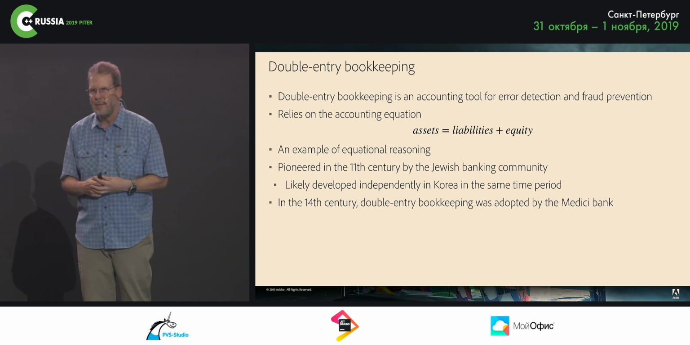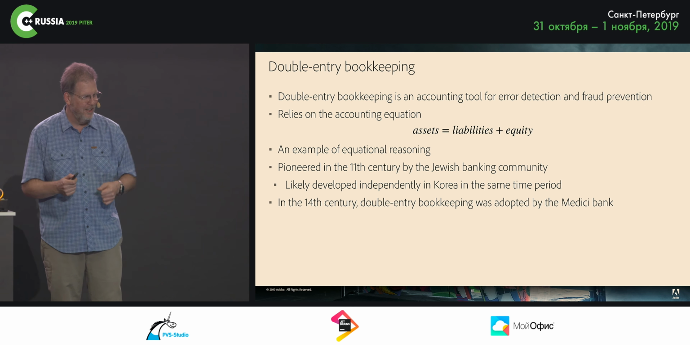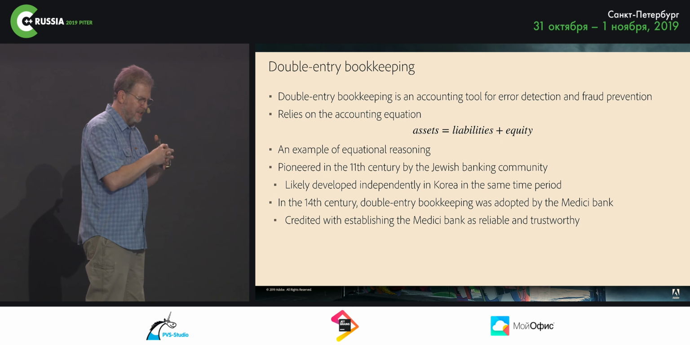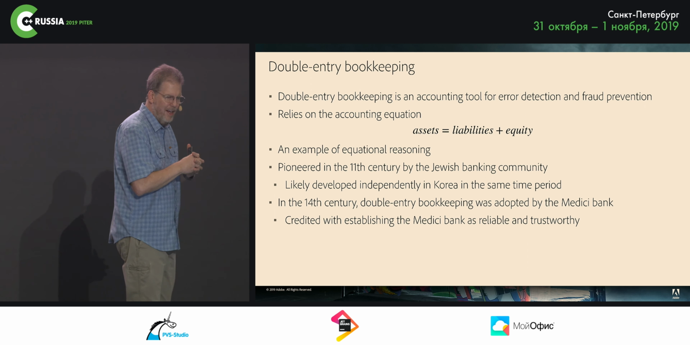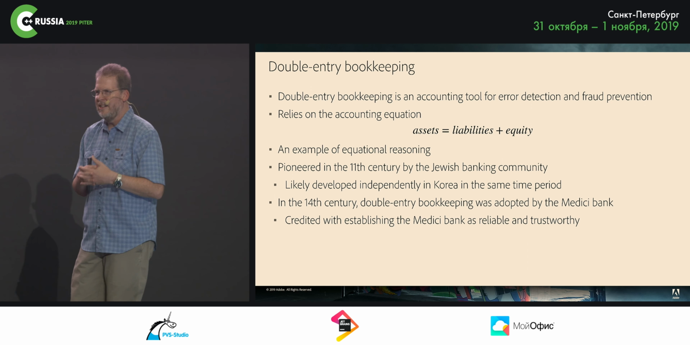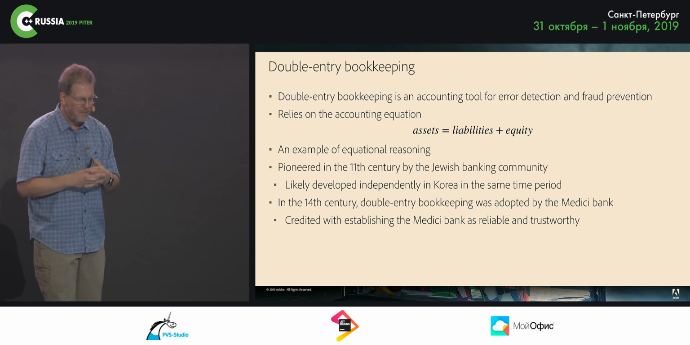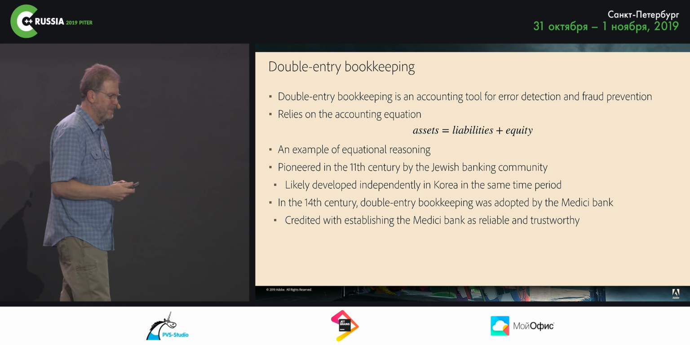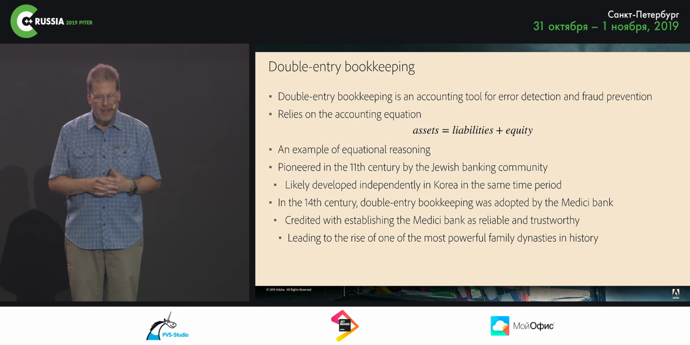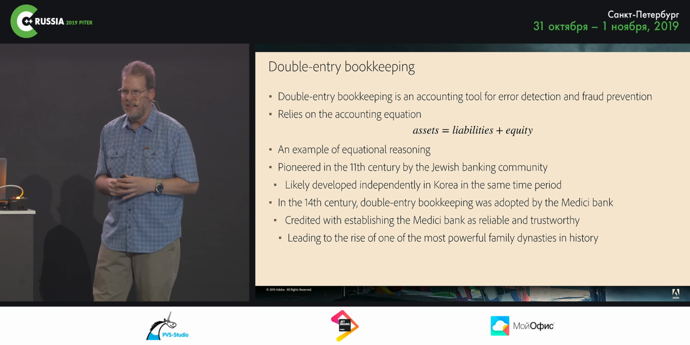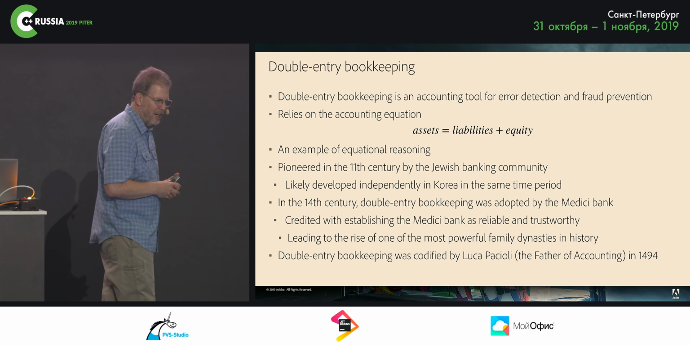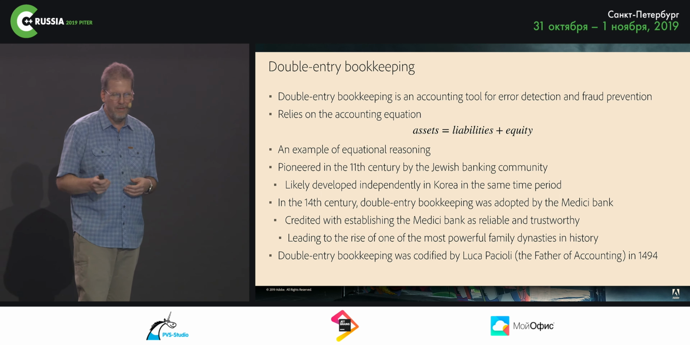And in the 14th century, double entry bookkeeping was adopted by the Medici family and the Medici Bank. Who's heard of the Medici family? Almost everybody, that's good. So it's credited with establishing the Medici Bank as reliable and trustworthy, right? Because the Medici Bank adopted double entry bookkeeping, people trusted them. They put their money in them, the family rose to power, in fact leading to one of the most powerful dynasties in history. Double entry bookkeeping was later codified by Luca Pacioli. He's considered the father of accounting.